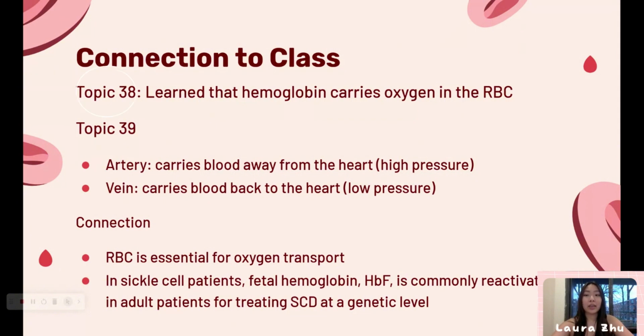In topic 38, we discussed that hemoglobin carries oxygen in the red blood cells. So that means that each subunit in hemoglobin can carry one oxygen molecule, which means that one red blood cell can carry up to 4 oxygen molecules. And in topic 39, we talked about arteries and veins, and their purpose is to carry blood away from and back into the heart. So for the connection, obviously red blood cells are essential for oxygen transport in the body.